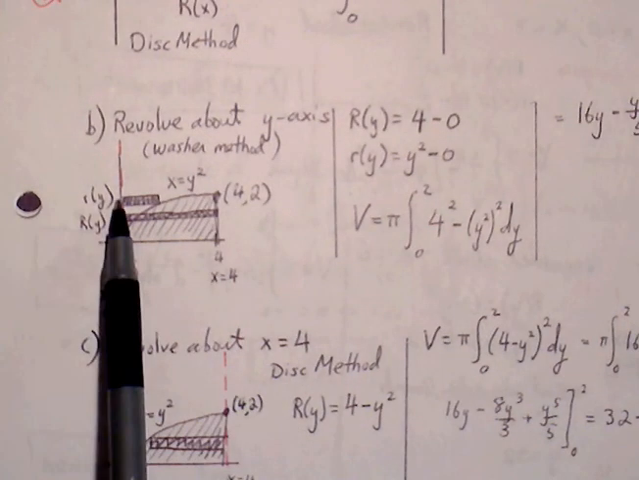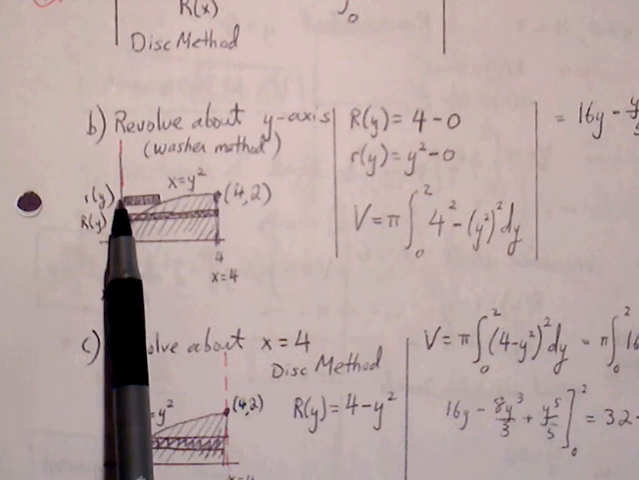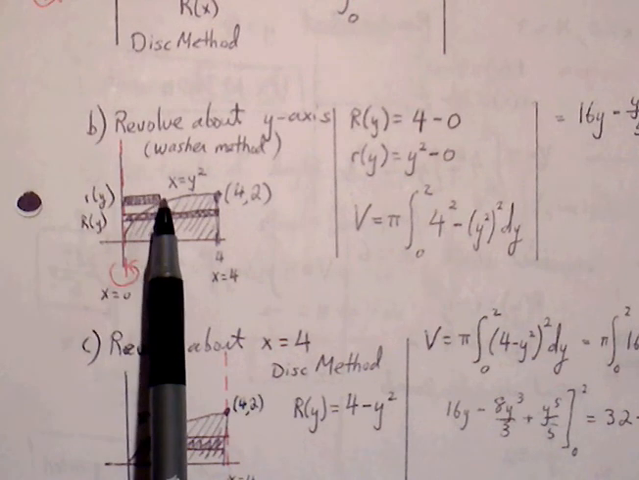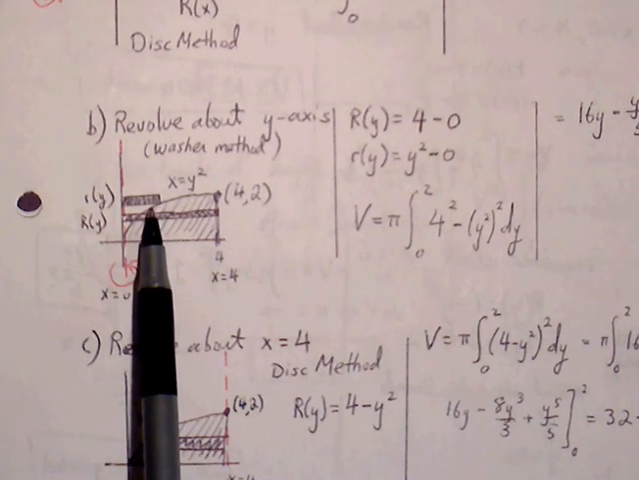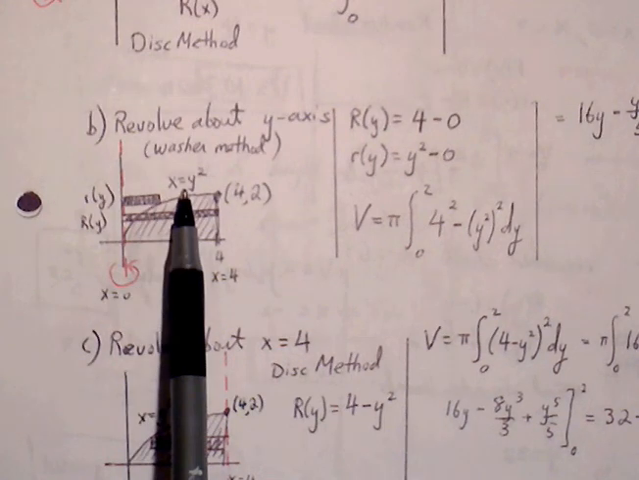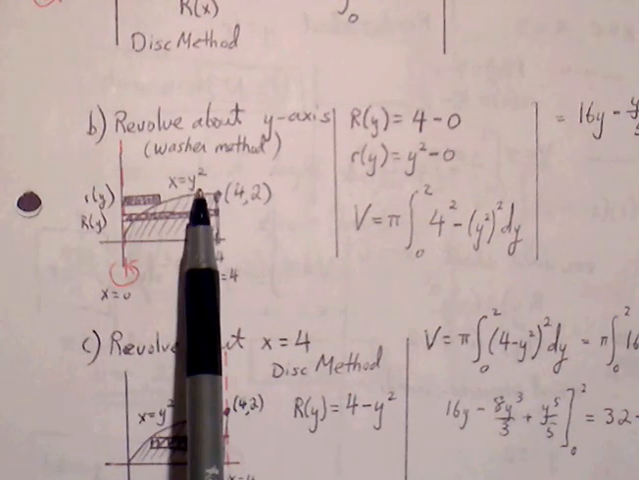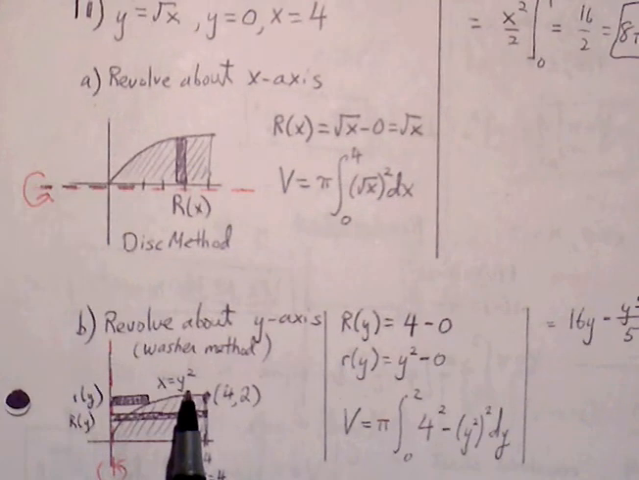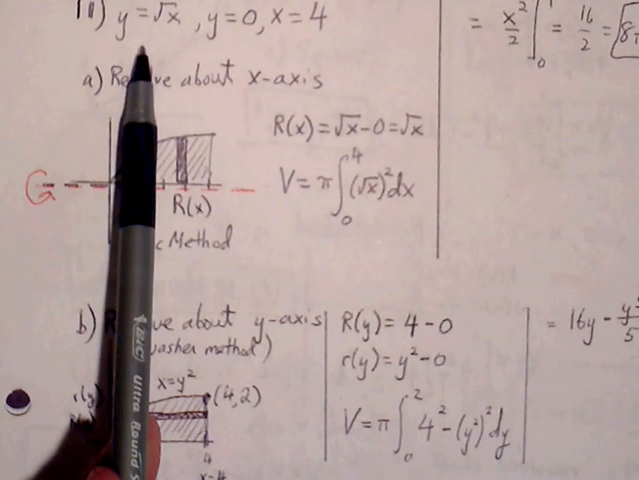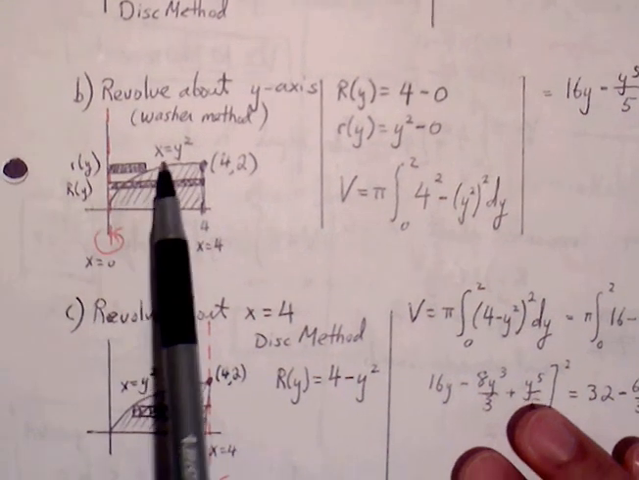Again, start on the axis. We're going to draw to the inner curve. In this case, it will be x equals y squared. And we determined that it's x equals y squared because we are rewriting our equation in terms of x equals. Initially, the equation was y equals root x, but if we solve for x, we get x equals y squared. So this curve is now x equals y squared.